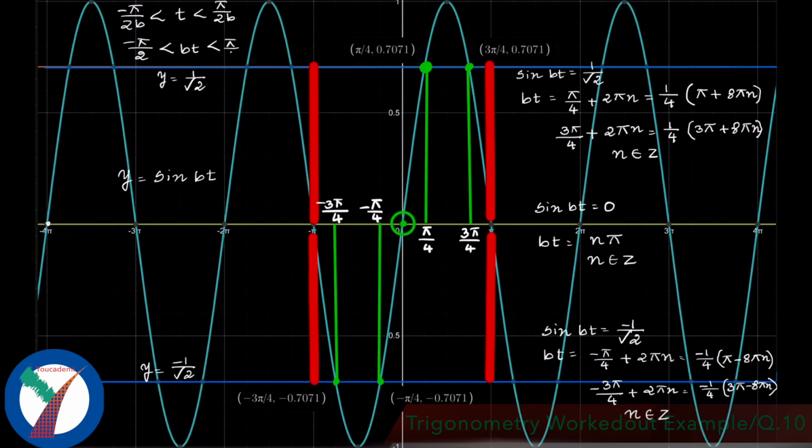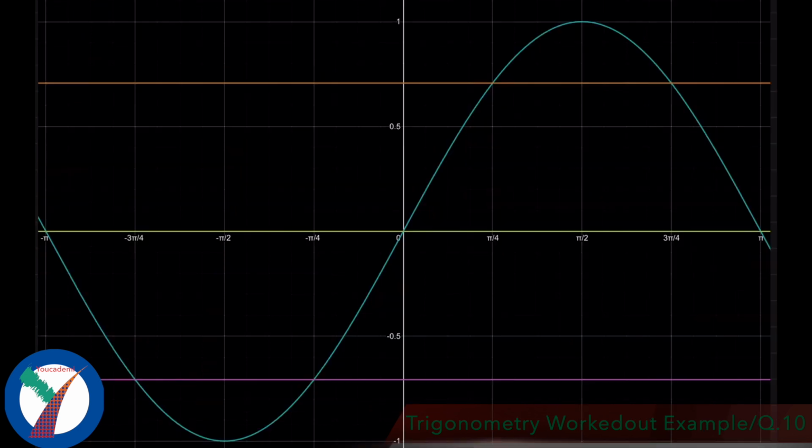Now let us go to the solution for our interval bt equals minus pi by 2 to plus pi by 2. So this is the sine bt curve at a much tighter interval of minus pi to plus pi. First, let us mark the required interval. We require the solutions in the interval bt equals minus pi by 2 to plus pi by 2. Therefore, we require the solutions in this interval.